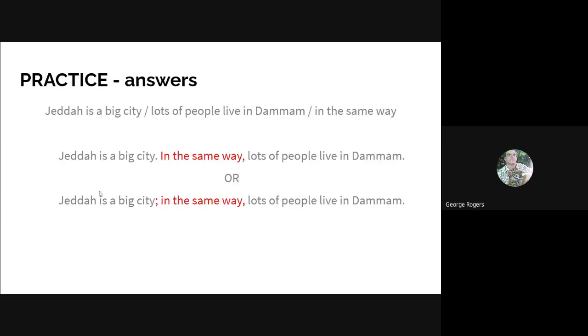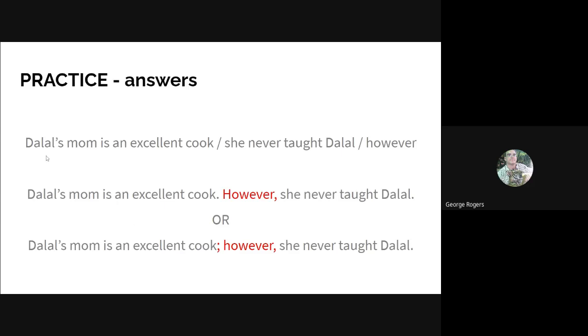Here we have, again, Jeddah is a big city. Lots of people live in Dammam. So Jeddah is a big city in the same way, comma, lots of people live in Dammam. So two standalone. And Jeddah is a big city, semicolon, in the same way, comma, lots of people live in Dammam. Let's look at the next one.